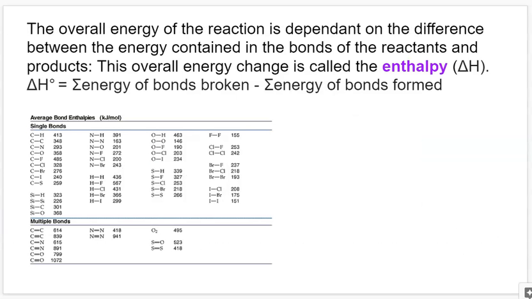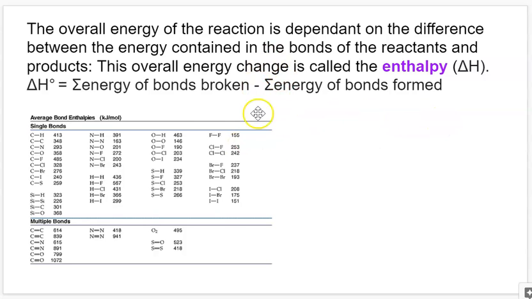All right, and the overall energy of the reaction is always going to be dependent on the difference between the energy in the bonds of the reactants and the energy in the bonds of the products. And we talked about this last time. This overall energy change is called enthalpy and is represented by delta H. And if we're going to calculate that delta H, it's going to be equal to the sum of the energy of the bonds broken minus the sum of the energy of the bonds formed.